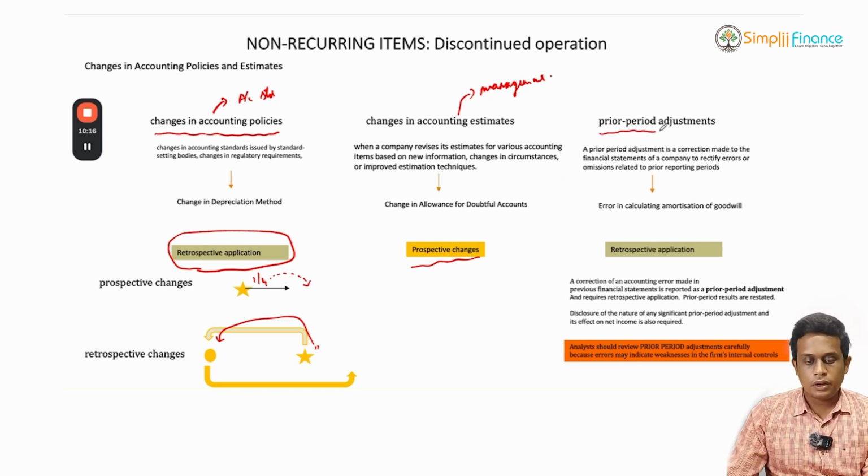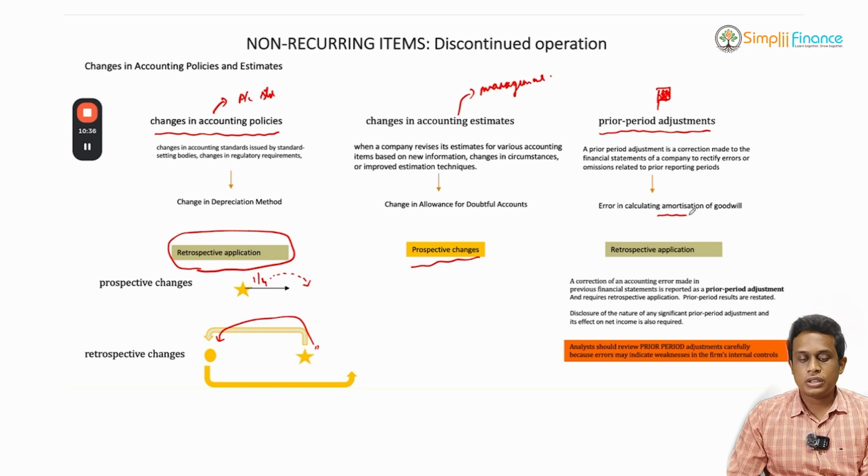And prior period adjustments, this is a big red flag. Prior period adjustments means you are saying that your previous financial year's annual reports, some of the numbers were wrong and you are trying to correct it. And this could be something like error in amortization calculation of goodwill. So this is a big red sign because their accounting controls are not in place. Their internal controls are not in place.